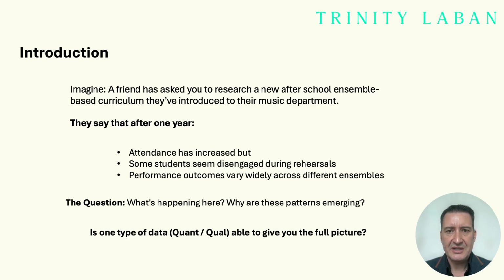There's also quite a divergence in terms of the outcomes across different ensembles. So some groups are thriving, others are struggling. Your colleague wants to understand what's happening. They want to know why these patterns are emerging so they can make informed decisions about how to improve a program. So I want you just to stop the video at this point and think about the questions at the bottom. Is one type of data, quant or qual, able to give you the full picture that that person might need to be able to make changes? So stop the video here and think about how you might address the question.